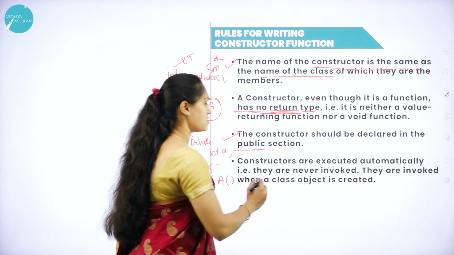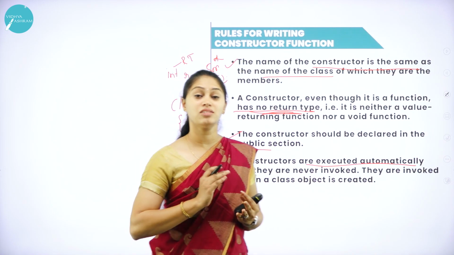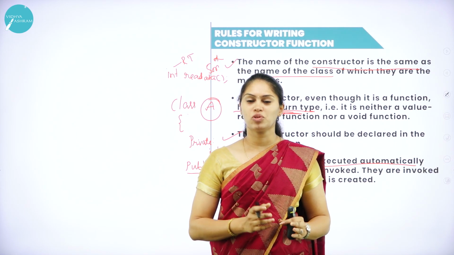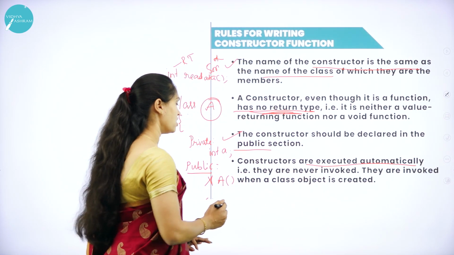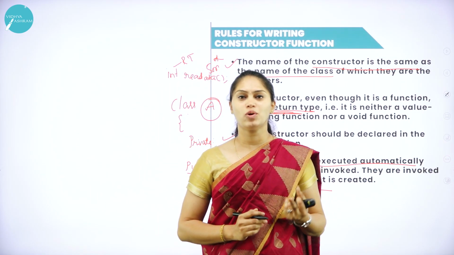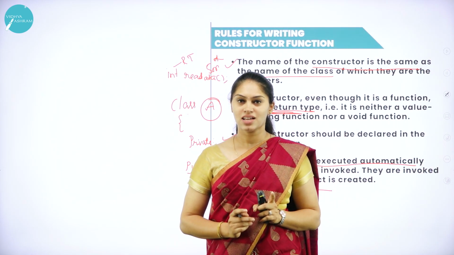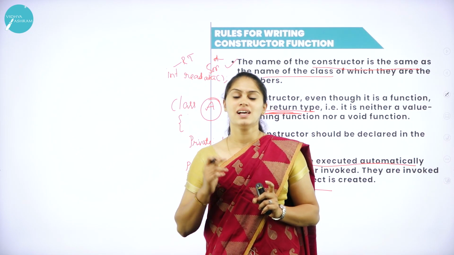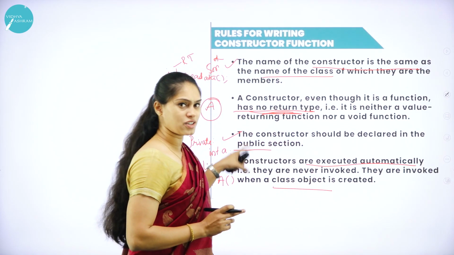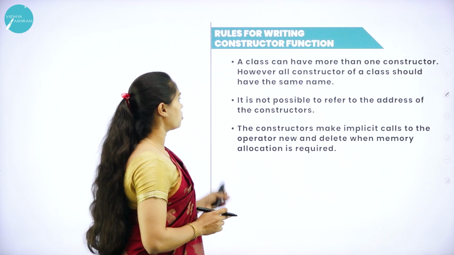After that, constructors are executed automatically. So we are not going to invoke the constructor. When will it be invoked? When I am creating an object for the particular class, at that time only this constructor will be invoked. Why? Because this constructor has the same name as the class. That means no need to call the function, because a constructor is a special member function. That is the next rule. So what is another rule?